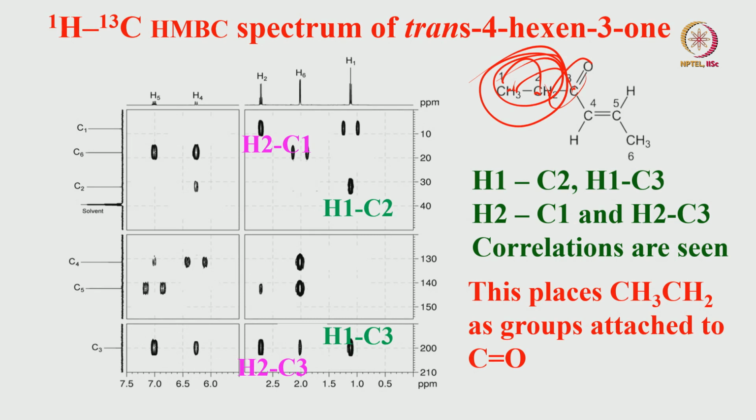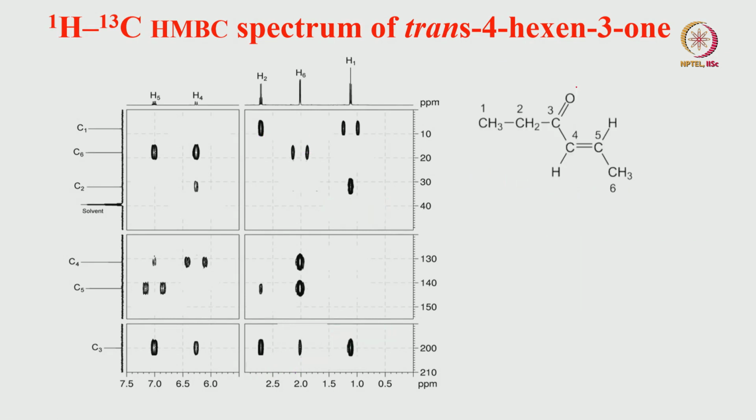So, remember there are correlations. What you have to see here is, this is correlating to this carbon, this is also correlating to this, and this is correlating to this carbon. This gives me the idea that CH3 CH2 is attached to C double bond O. All right, we will go further.